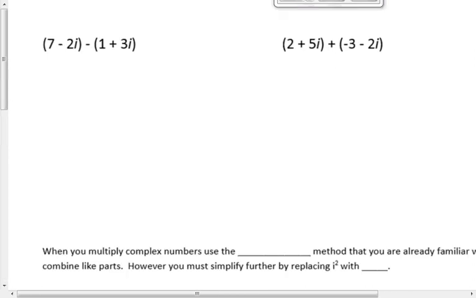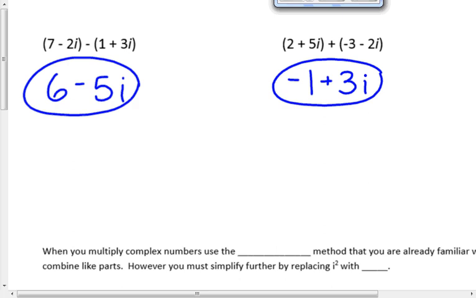I'm going to let you work on these two examples on your own. You can pause the video for a second, work them through, and then come back and check your answers. So here are the final answers.